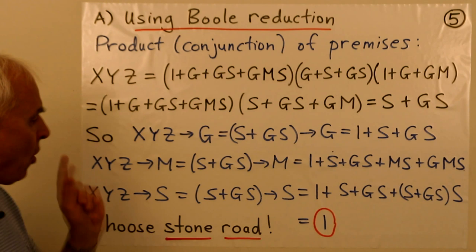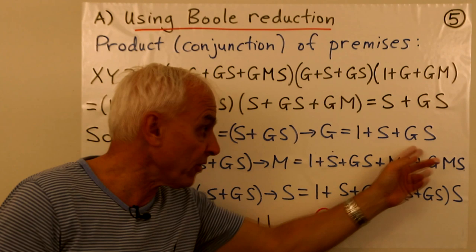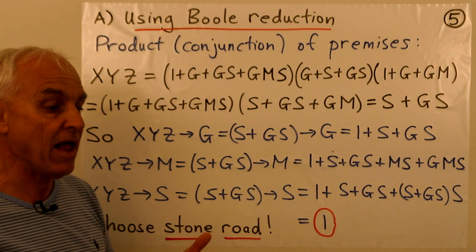What does that tell us about this implication? Is it always true? No, it's not always true, because what we're getting here is not 1. Okay, it's not 1. It's 1 plus S plus GS. It's not equal to 1. And so, this is not a valid implication. It's not a valid logical conclusion.